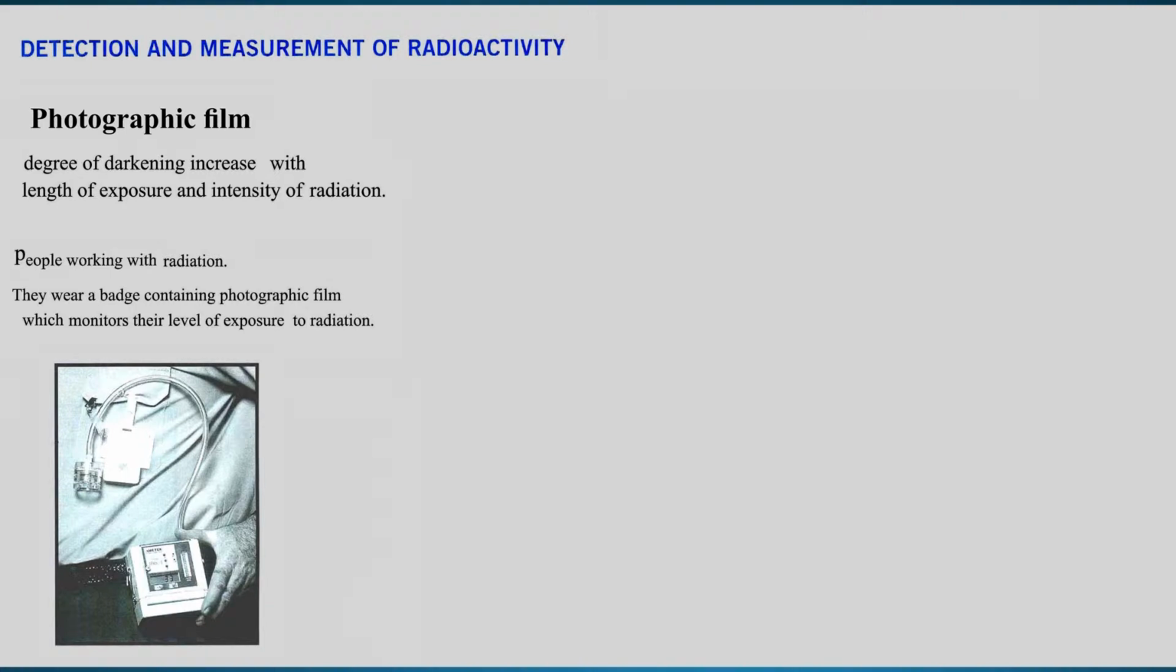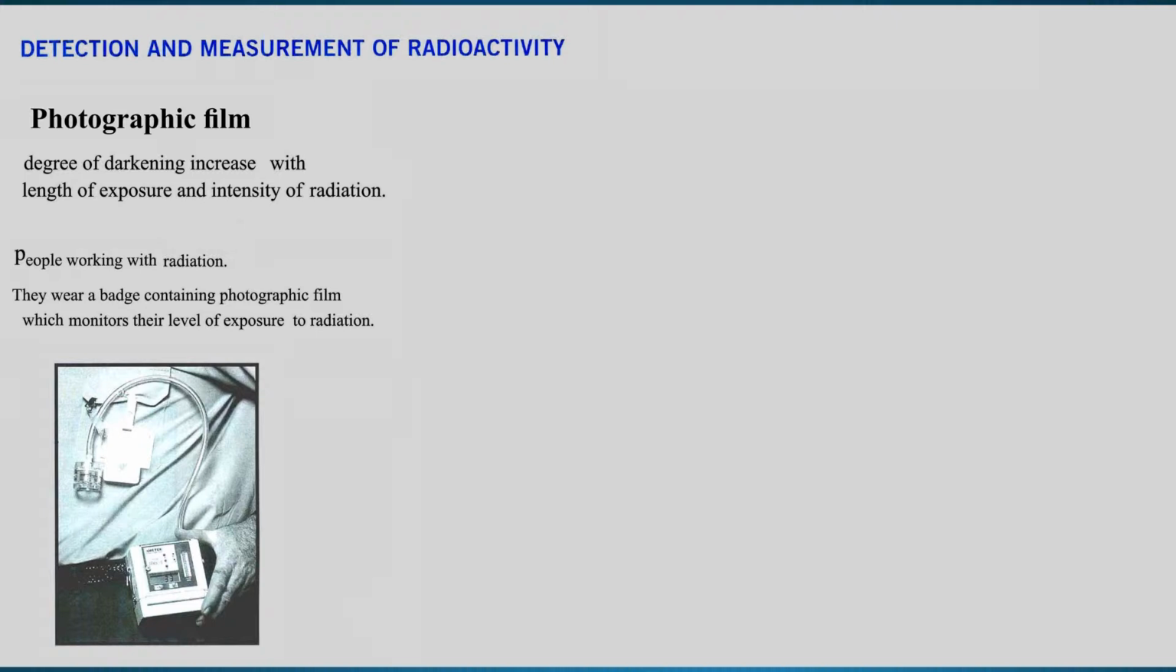First, they can use photographic film. Photographic film, when exposed to light, will turn dark. And when you expose it to radiation, which is a form of wave, it will also darken. So when you see the degree of darkening increasing, that means it has been exposed to radiation.